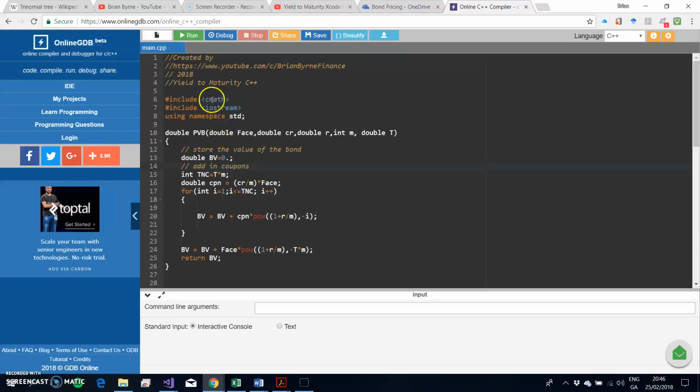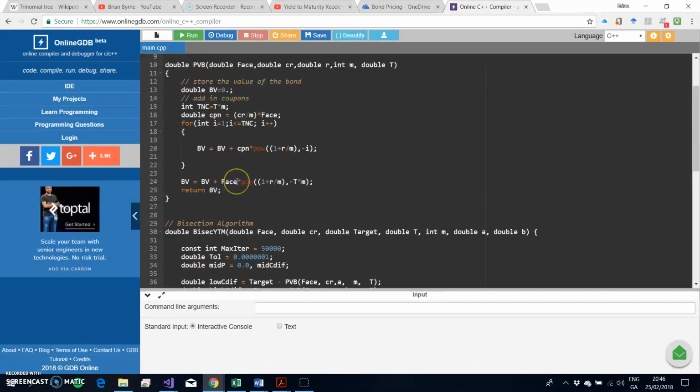So I have some code here in an online compiler, a C++ compiler, to estimate the yield to maturity of a bond using, again, C++. And basically the function can be subdivided into two sections. One where we have, as before, a way of estimating using a loop structure the present value of a bond.